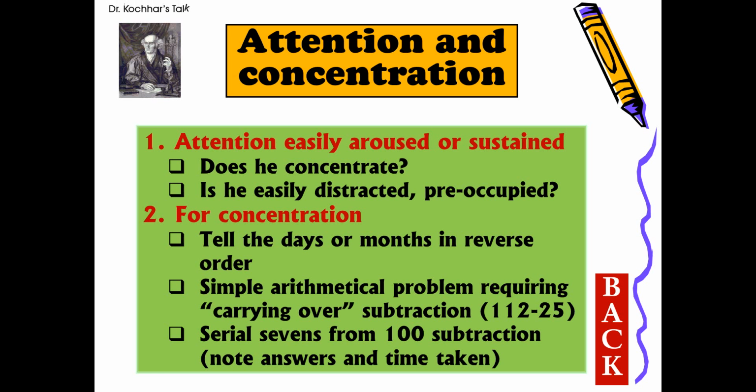Serial sevens, from 100 subtraction. 100, then less 7, 93, then less 7, and like that. If he is able to concentrate, then you can label him that attention and concentration is intact.